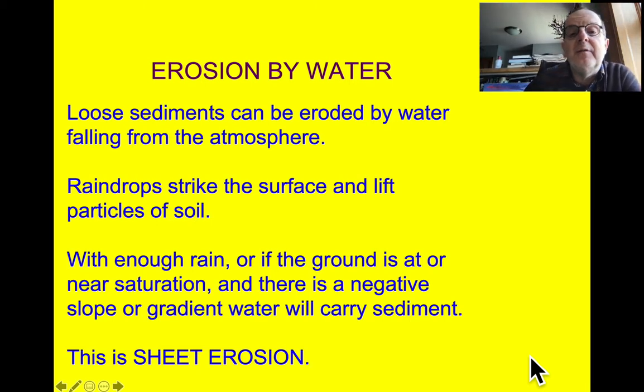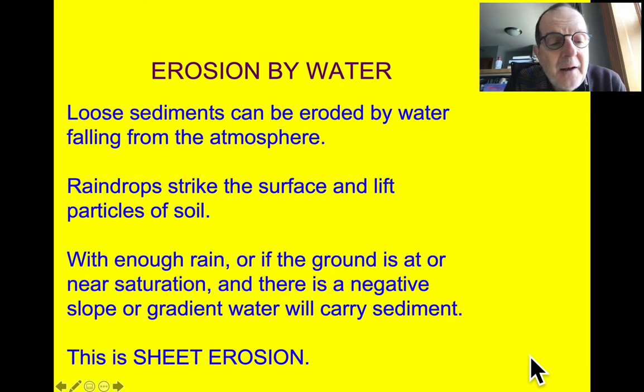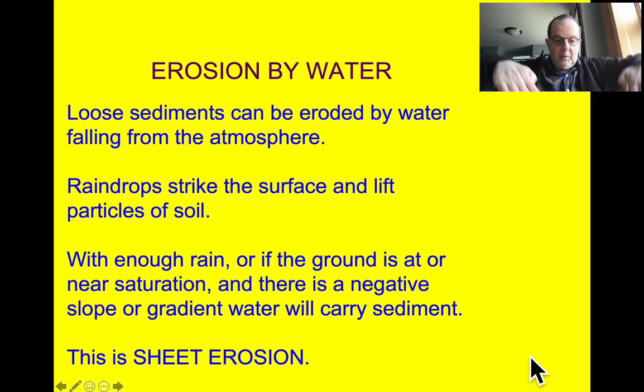Raindrops strike the surface of the earth and lift particles of soil and sediment. With enough rain, or if the ground is at or near saturation and can't hold any more water, and there is a negative slope going down, or gradient, water will carry sediment. This is known as sheet erosion.